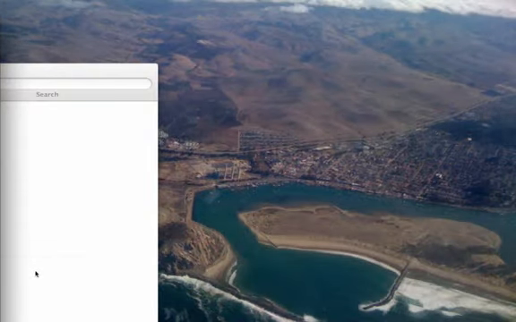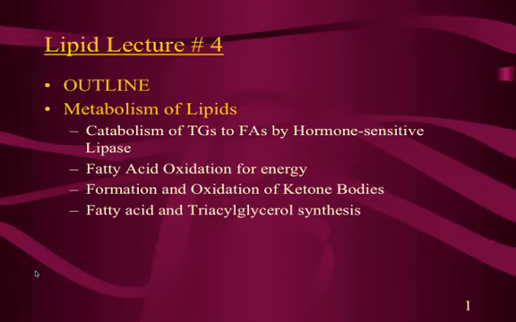So here we are in FSN 328. Lipid lecture 4, last one.